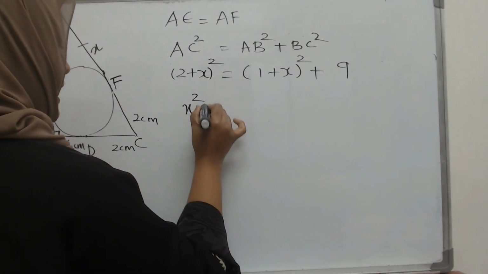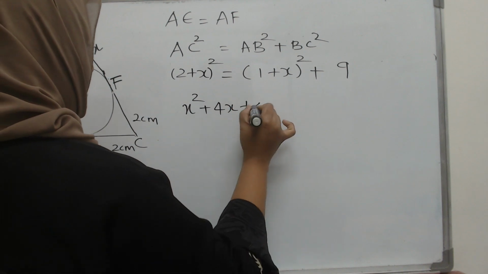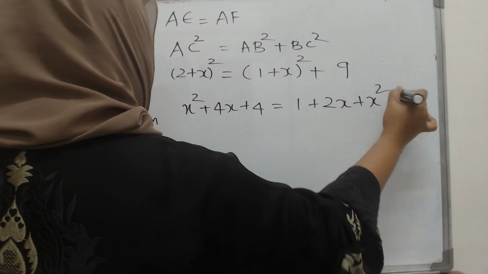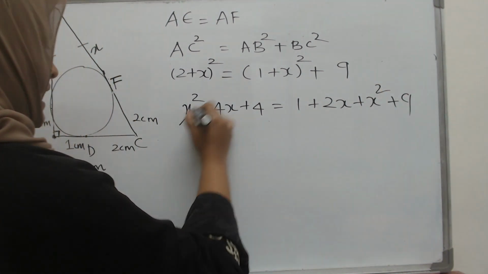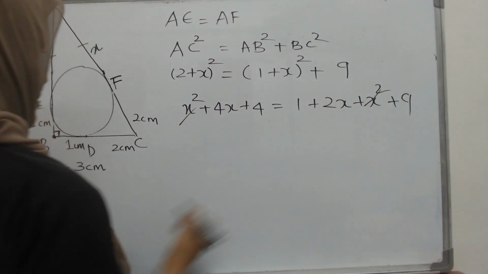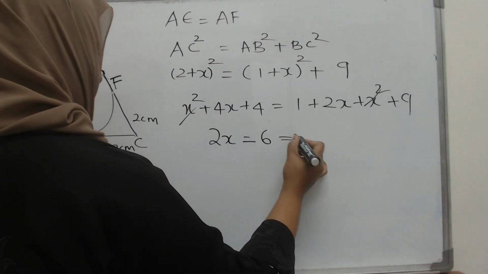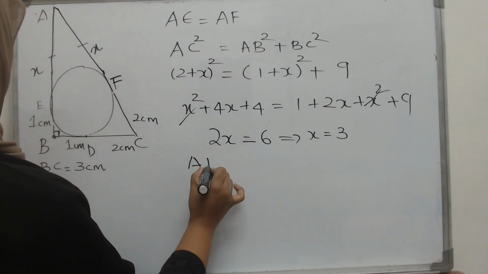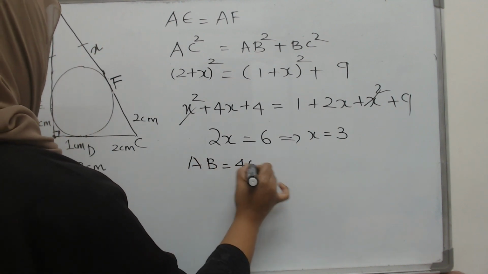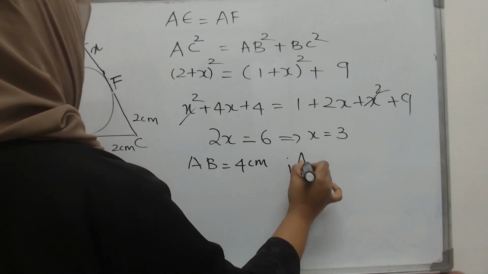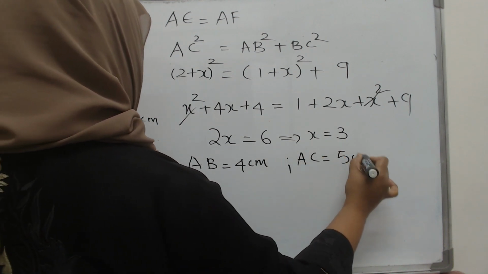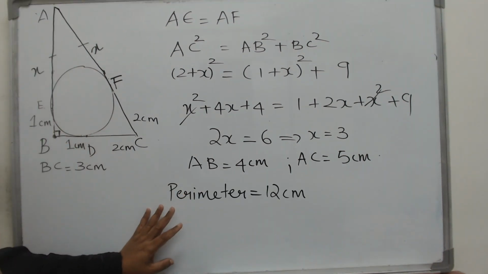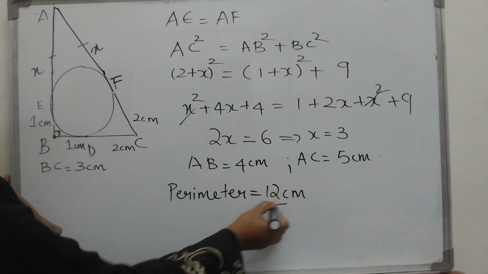Now open the brackets using what formula? The (a plus b) whole squared formula. Then what do you get? You get such an equation, and x squared here gets cancelled and x squared here gets cancelled. 2x is equal to 6, which means x is equal to 3. That means AB is equal to 4 centimeters and AC is equal to 5 centimeters. So that means the perimeter is what? So the perimeter of the triangle is given by 12 centimeters.